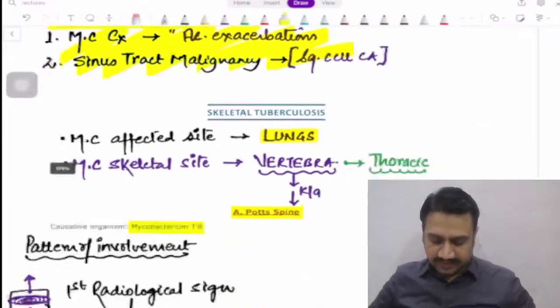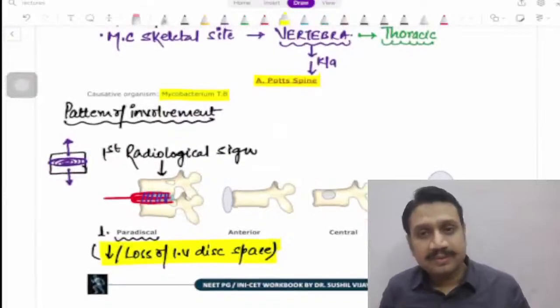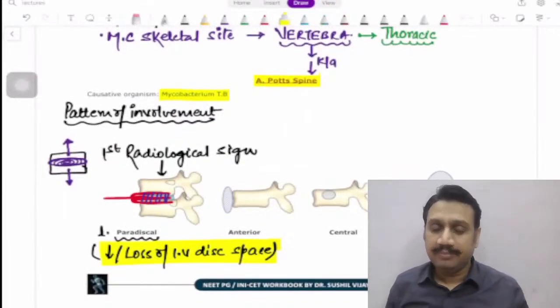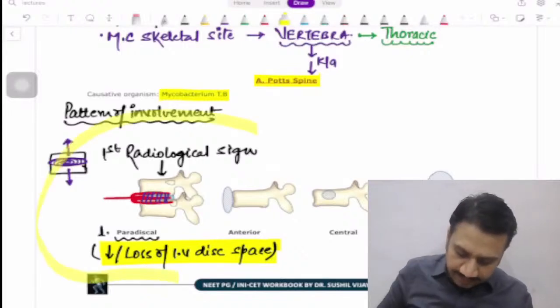All right. Now see, in TB, always remember the most common pattern of involvement in TB spine. It is always paradiscal.